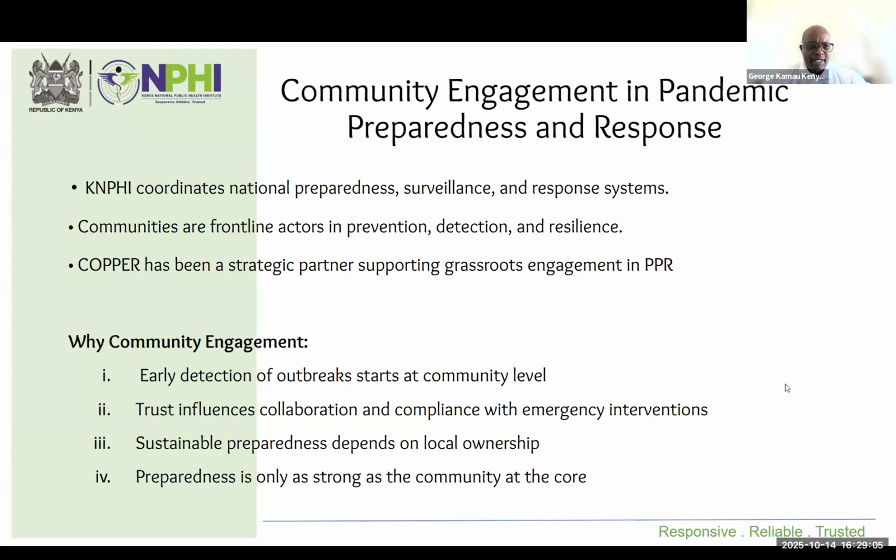The other thing is sustainable preparedness depends on local ownership. So meaning if there is local ownership from the local gatekeepers, the chief, the leaders at the local level, it's easy to sustain the program because there's ownership at that level. And preparedness is only as strong as the community at its core. If there's ownership and trust in that system, then there's opportunity to have the system running at the community level. Next slide.